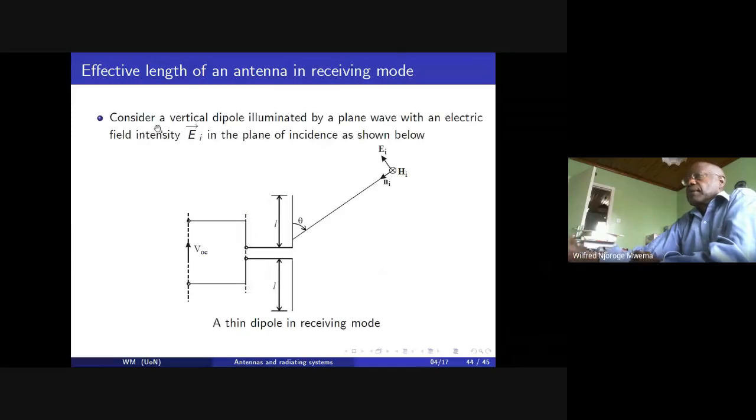So, the effective length of the antenna when it's receiving is usually defined by the following structure. We are assuming that we have an antenna in space, and there is a plane wave approaching the antenna at an angle theta of incidence. So, we consider a vertical dipole illuminated by a plane wave with an electric field intensity EI in the plane of incidence as shown below.